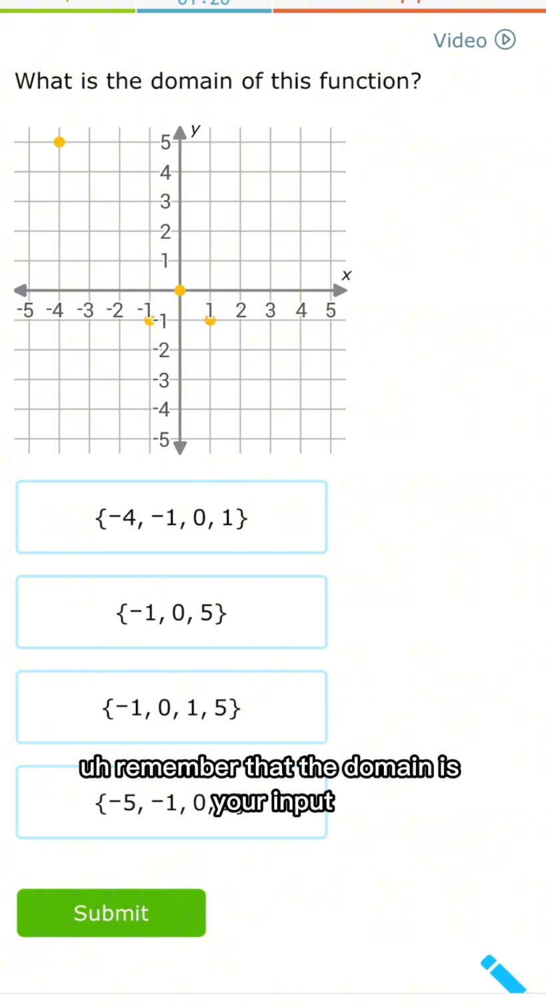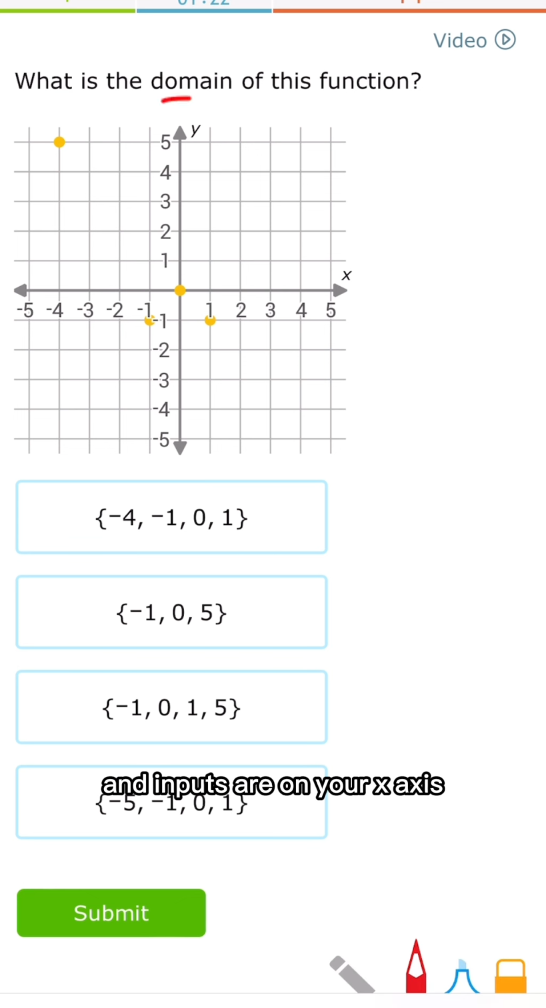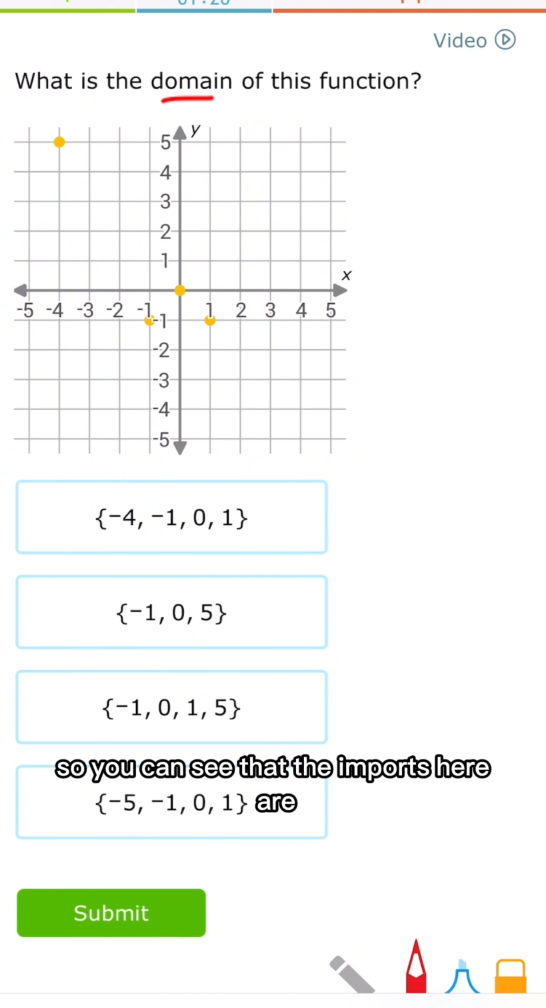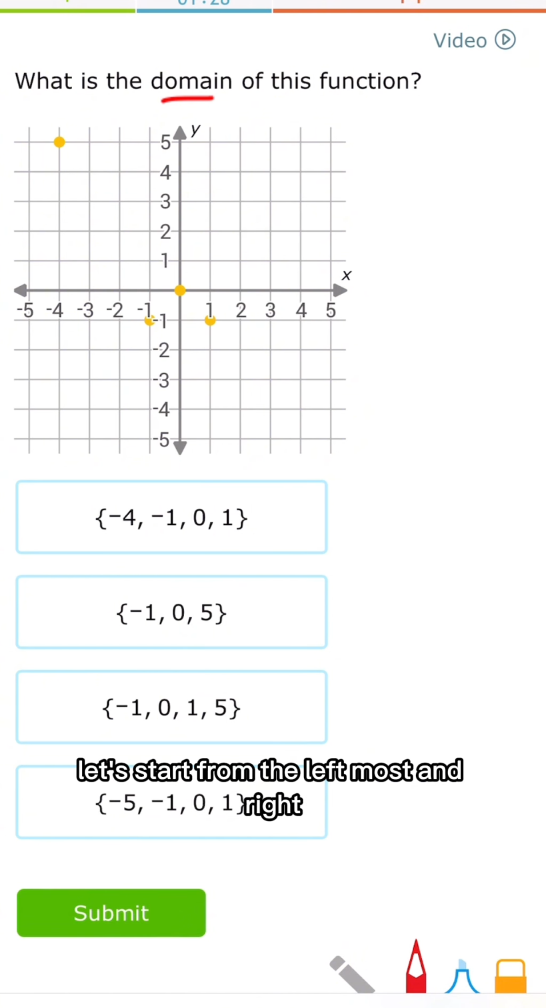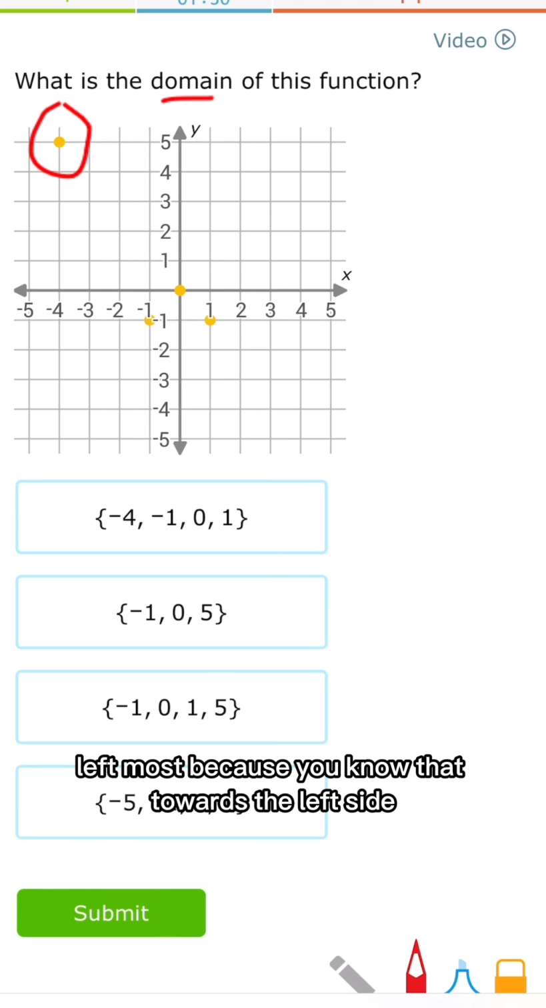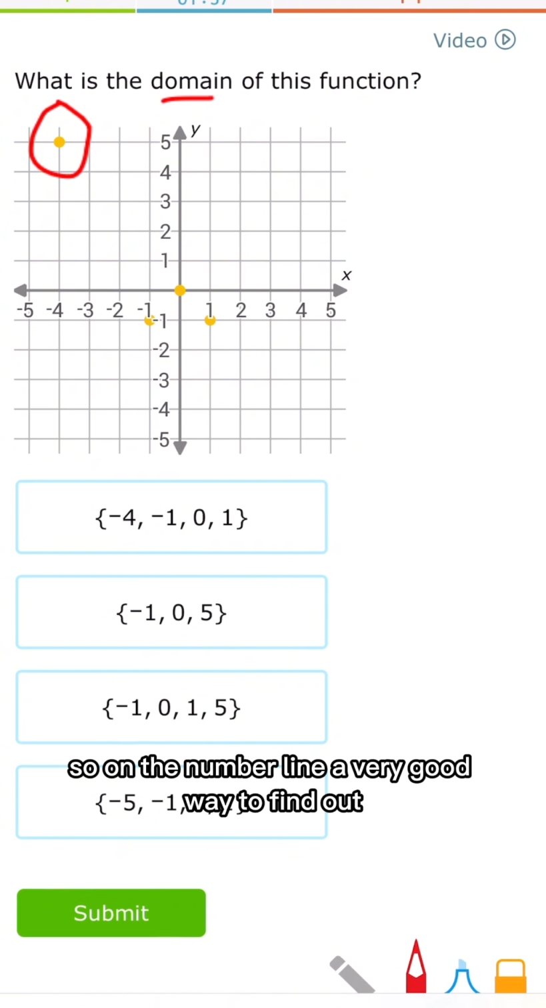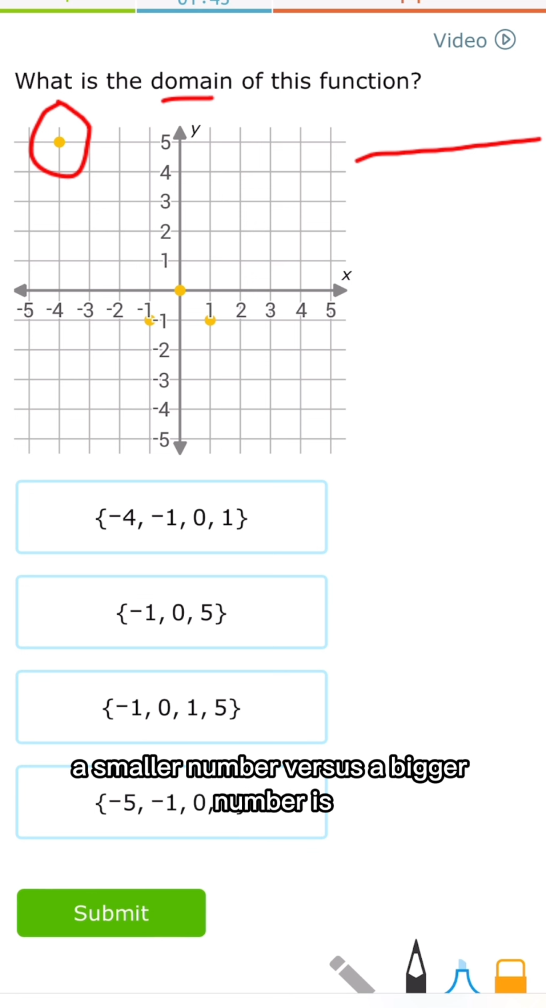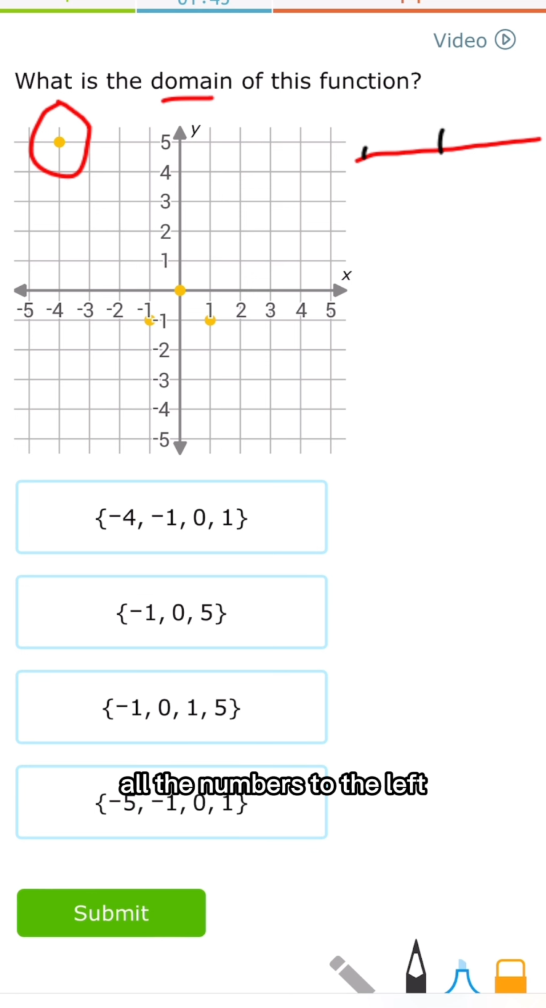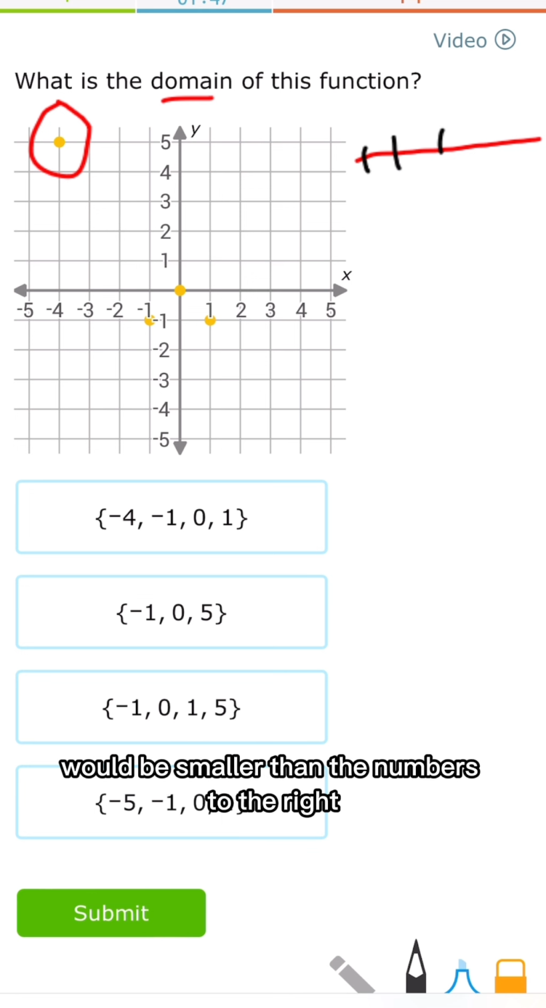Now again, we have to find the domain of this function. Remember that the domain is your input and the inputs are on your x-axis. So you can see that the inputs here are, let's start from the leftmost. And why leftmost? Because towards the left side you have negative numbers or the smaller numbers. So on the number line, a very good way to find out a smaller number versus a bigger number is that all the numbers to the left would be smaller than the numbers to the right.